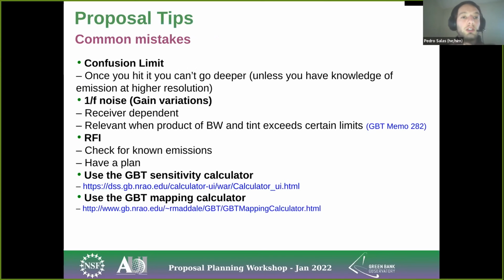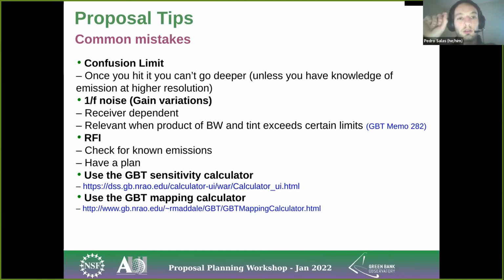Some common mistakes while writing a proposal, particularly on the technical side of things, is that, for example, if you wanted to observe continuum, the sensitivity calculator is going to tell you that you can observe as deep as you want, right? As long as you have enough time. I mean, as long as you keep throwing time at an observation, you can go deeper and deeper. But in practice, there's the confusion limit, right? So you have to keep that in mind.